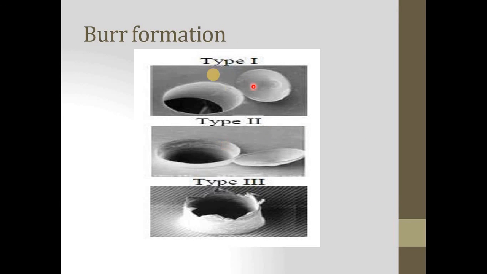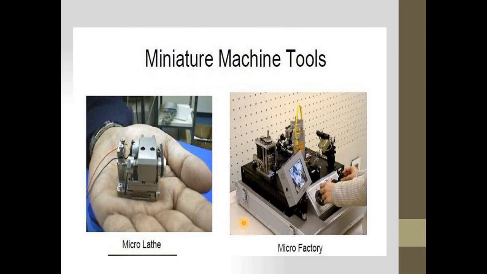Look at this, there are three types of burr produced in micro turning or micro drilling. Type 1 burr, this is type 2, which is somewhat smaller in size, and this is a type 3 burr. You can see this is a micro lathe, this is a micro entire factory over here.